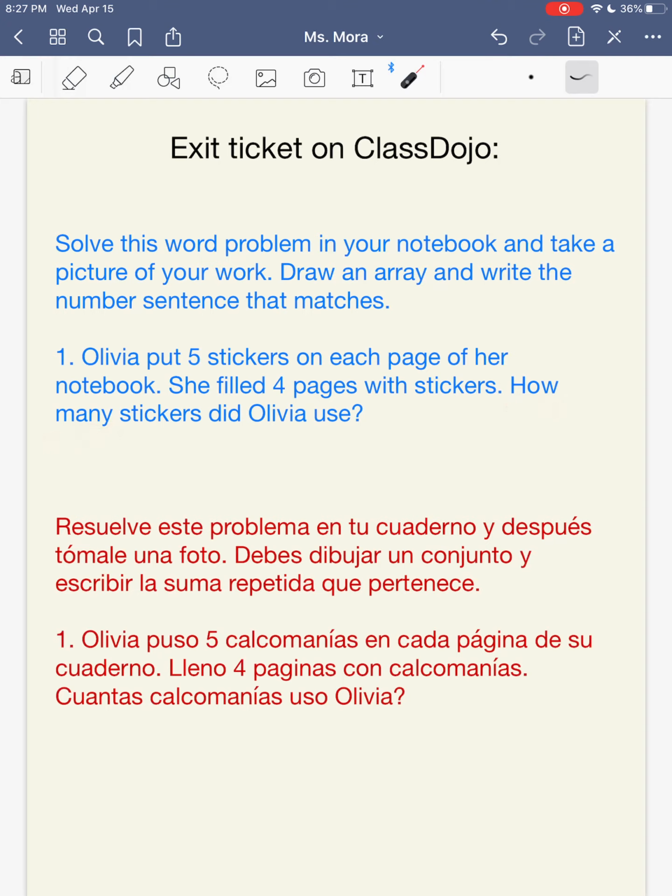Okay, and this is a bit too long for me to write the directions in the exit ticket on Class Dojo, so make sure you have this video up while you're solving the problem in your notebook and then take a picture to upload. Alrighty?